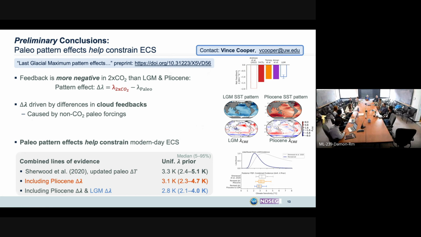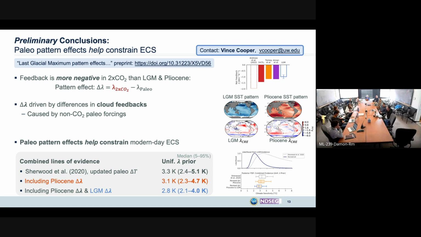I follow the whole pattern effect and this linear TOA forcing-feedback framework. What is the role of a nonlinear feedback here? Is that encapsulated in this delta lambda that's the pattern effect, or have you accounted for that?